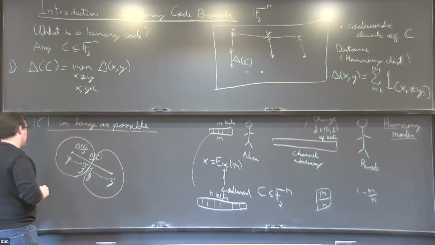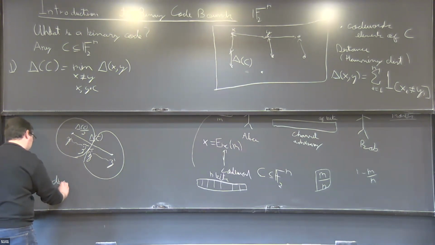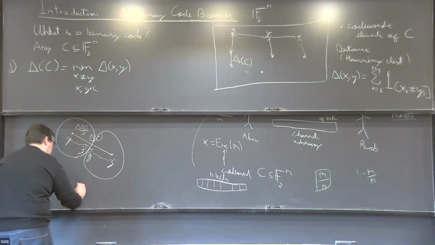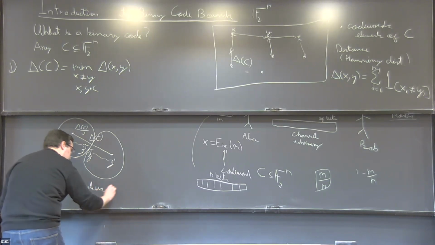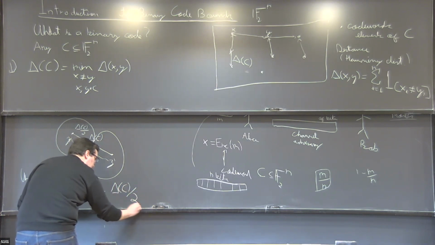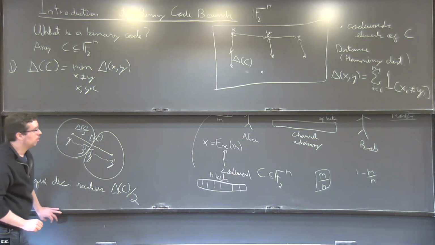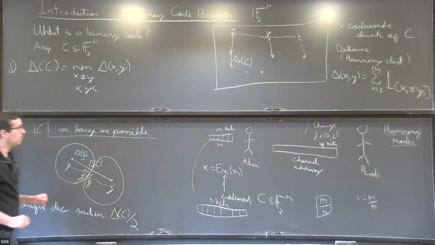So for unique decoding, the radius that moves is half of the minimum distance. That's why we want to make the distance as large as possible. That's the unique decoding radius. All right. So we have this setting.